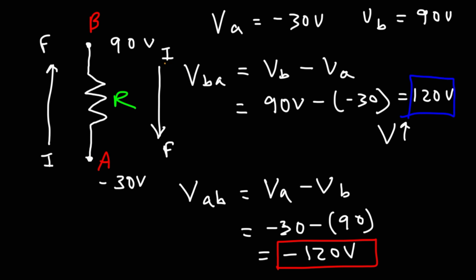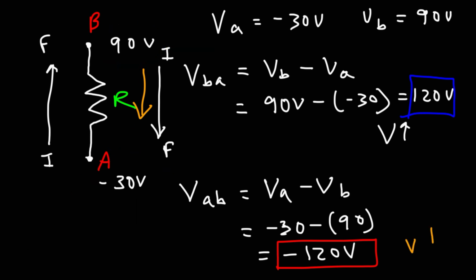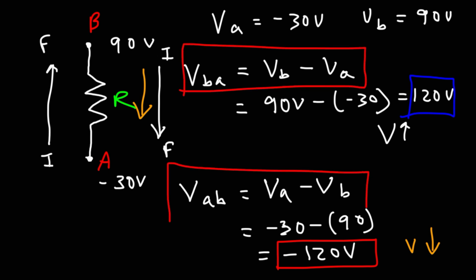Now for the second part, we went from B to A, from a high potential to a low potential. So the potential is decreasing, thus we can see why the change is negative. So I wanted to help you to understand the reasoning behind these two formulas, so that if you understand what they mean, you'll remember how to write them correctly.